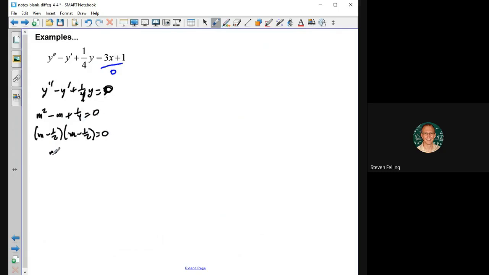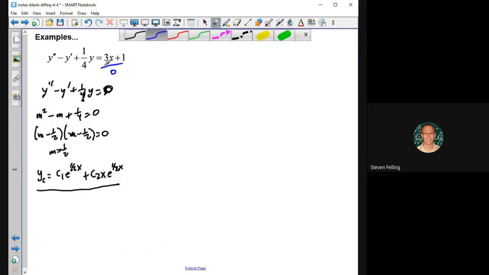And since I have m equals positive 1/2 repeated, that means that my corresponding homogeneous equation solution is going to be some constant c1 times e to the 1/2 x plus c2 times, since we have a repeated root, we have to tack on the extra x, e to the 1/2 x, right? All right, and this is sometimes called the characteristic solution or the corresponding solution. I'll just call it yc. This is yc.